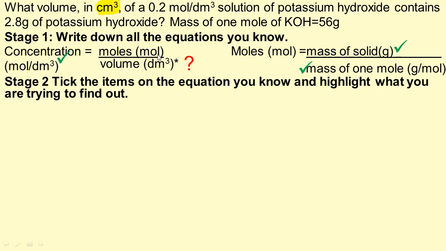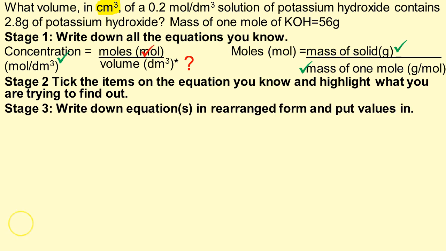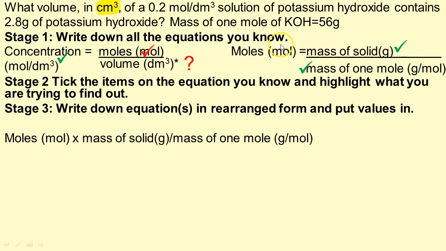So at this moment in time, we can't actually calculate the volume, but if we use this equation on the right, we can calculate the number of moles present, and then use the answer to that in the second equation. We now need to write down our equations, rearranged if necessary, and put the values in. So stage 1, we need to use this equation and say the number of moles present will be equal to the mass of solid, 2.8 grams, divided by the mass of 1 mole, 56 grams, giving us 0.05 moles of potassium hydroxide present.